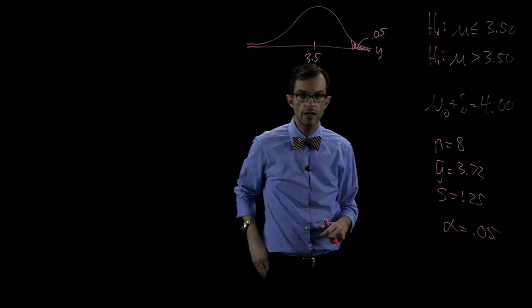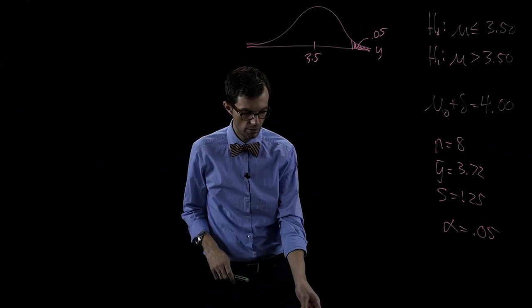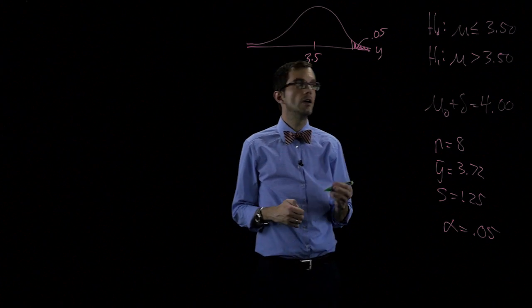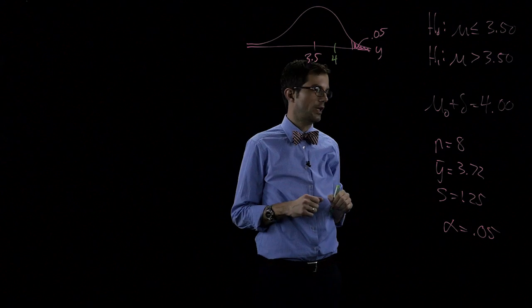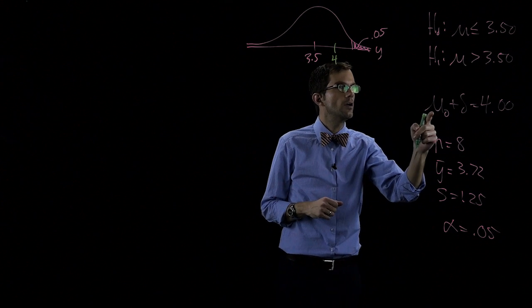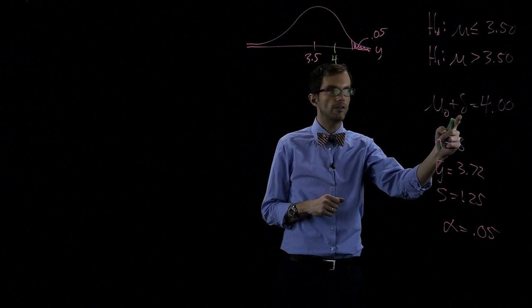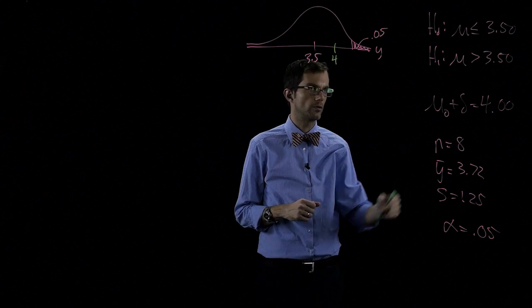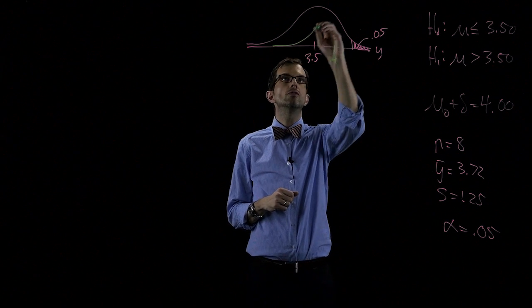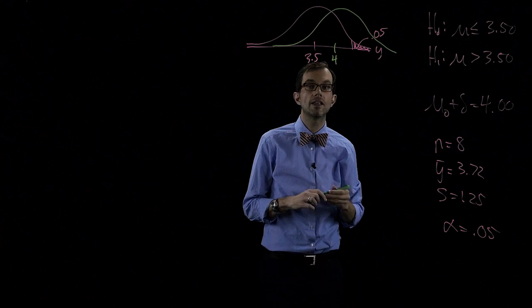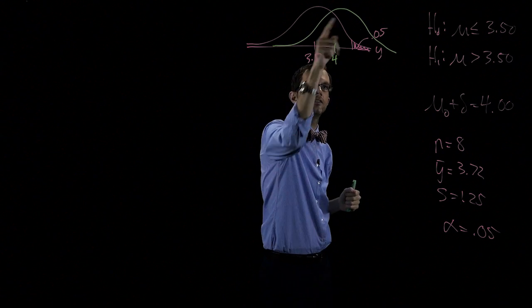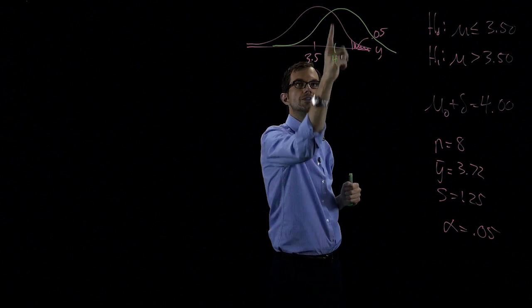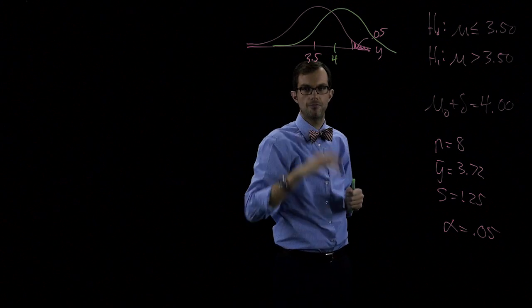But here's what's really going on. The mean is really 4. The mean is really 3.5 plus some value of delta, such that the real mean is 4. This is the real distribution of what's going on. That's really what we pulled our sample from. The population is this green distribution, which is supposed to be centered at 4.